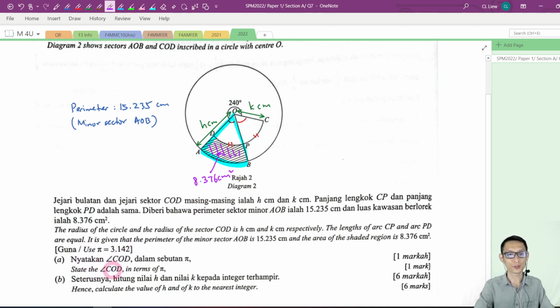State the angle COD. Where's COD? Okay, this one should be no problem, right? But we want to give our answer in terms of pi. Now we know that a full turn is 360 degrees, right? So angle COD is equal to 360 degrees minus 240 degrees, which is equal to 120 degrees. But the question asks us to give our answer in terms of pi, meaning that we want to change it to radian. So 120 times pi divided by 180.